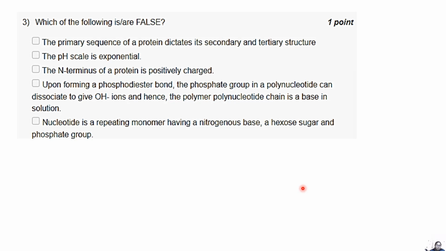Statement 1 and 2 are incorrect. Sorry, statement... Can you repeat once? The primary sequence of protein dictates its secondary and tertiary. It's incorrect. Okay. And other statements? Which statements are incorrect? Okay, I'll wait for one more minute. Let's think about all the statements and then we'll start discussion.